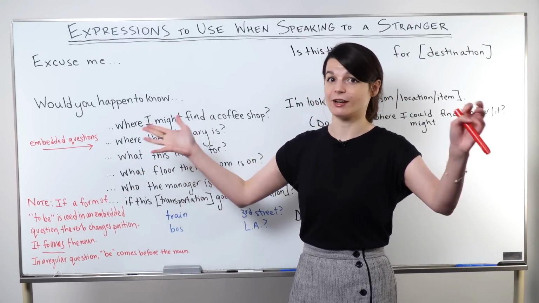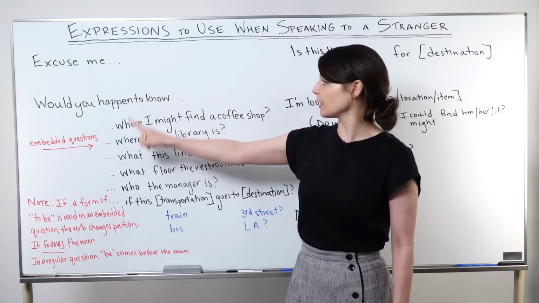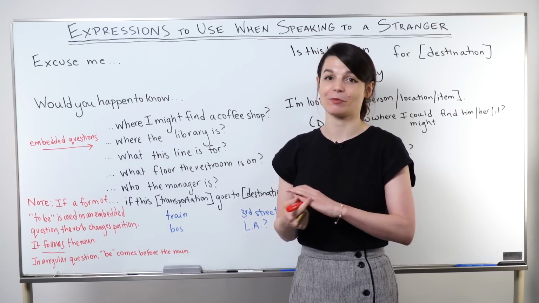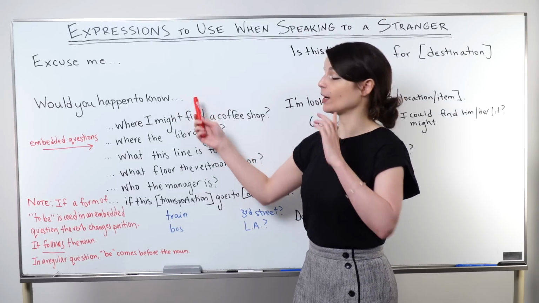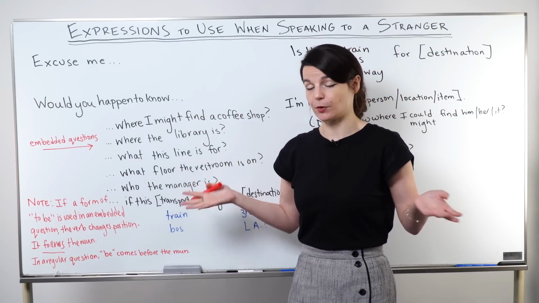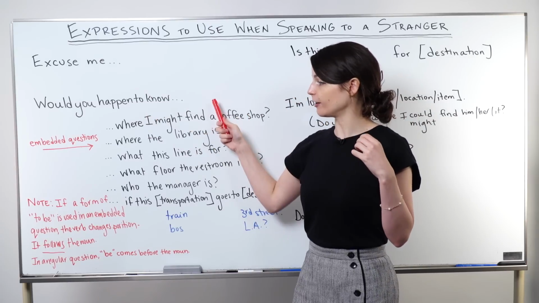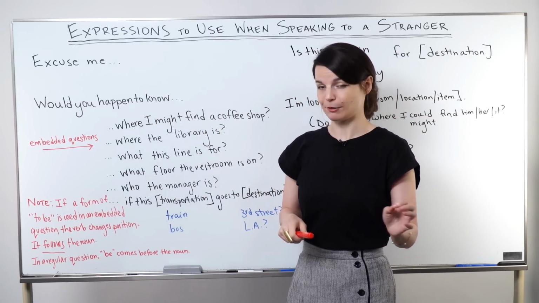Those are great questions. They are very clear. You can say, excuse me, where's the library? You can absolutely say that. There is no communication problem at all. But if you want to level up your speech, make it sound more polite, make it sound more natural, you can use this pattern with this more advanced grammar.